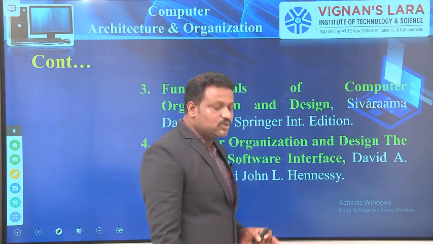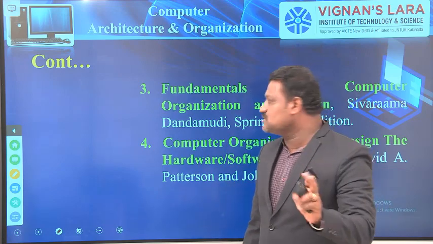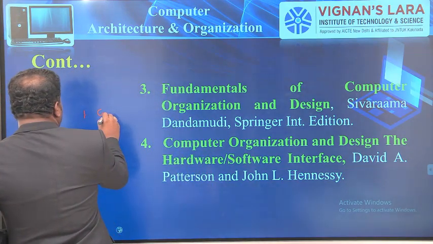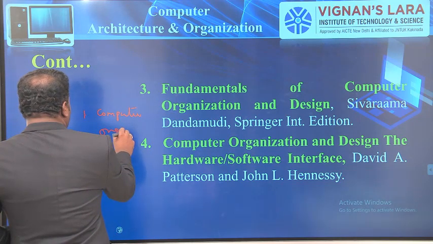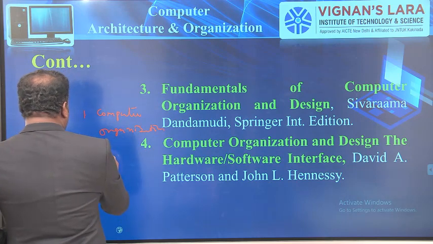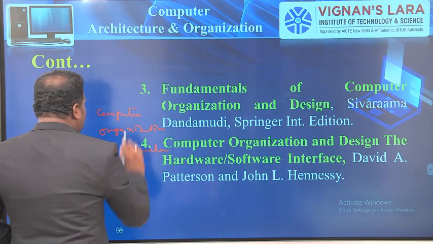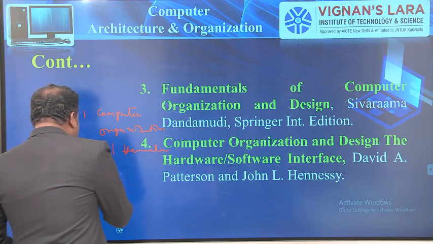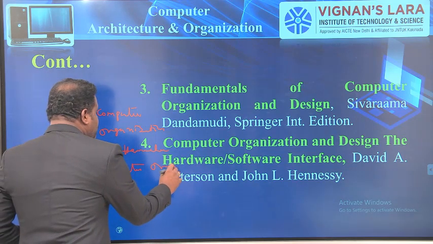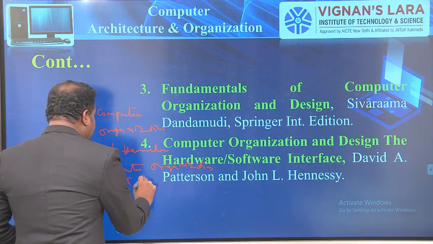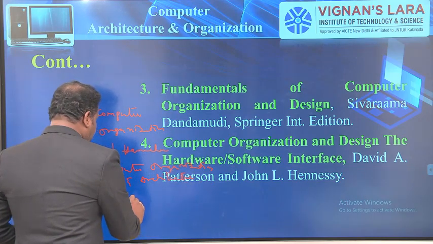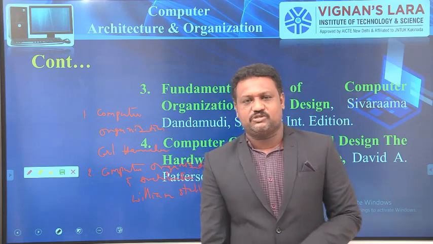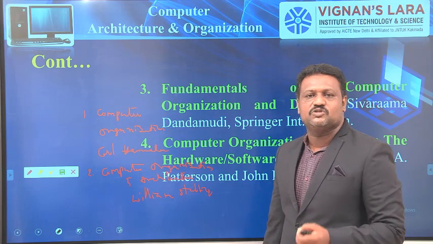But you remember, friends, out of all these, you have gone through only two books. The first one is Computer Organization by Carl Hamacher. Everyone take this book from our library. The second one, you took the reference book, that is Computer Organization and Architecture by William Stallings. So these two books are important for our course. I hope you understand what textbooks and reference books are needed for this course.